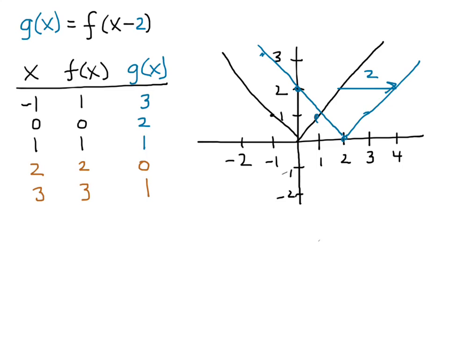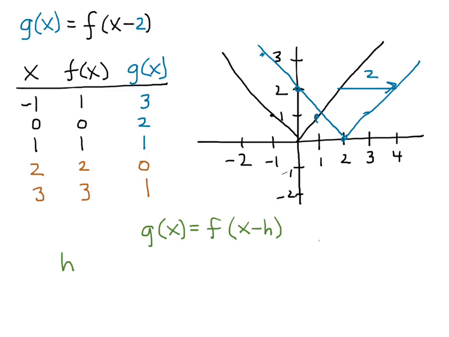G at x is going to be, if I take -1 minus 2, that's -3, so the absolute value of -3 is 3. Same thing with g at 0 minus 2, which is 2. G at 1 is going to be 1. G at 2 is 0. G at 3 is 1. So my whole graph moves to the right by 2 units.